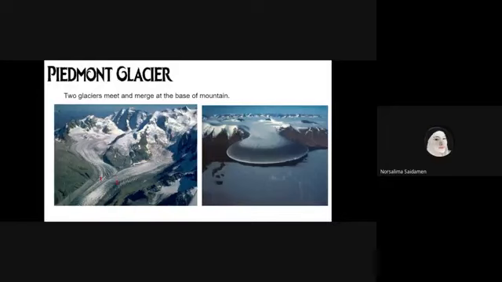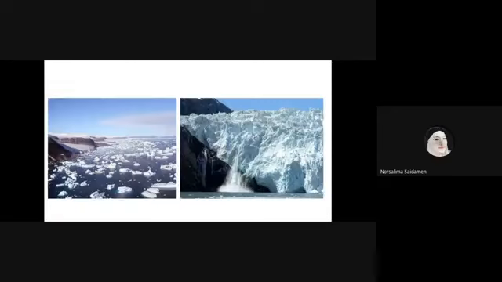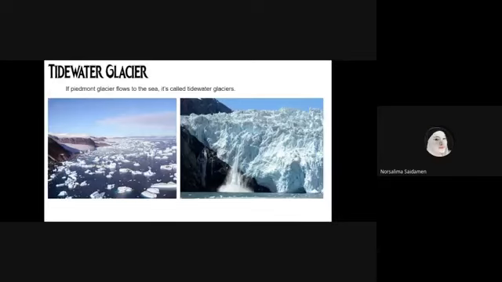So now if these piedmont glaciers flow to the sea, we call it the tidewater glaciers. So what is the difference between tidewater and fjord glaciers? So fjord glaciers is a glacier from a valley that flows down to the sea, that flows to the sea or that extends to the sea. And the tidewater glaciers is a piedmont glacier that flows to the sea.